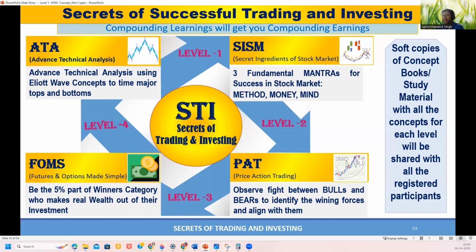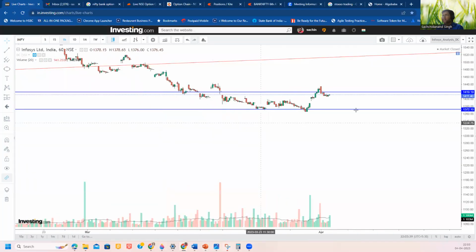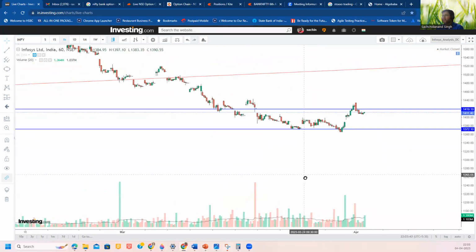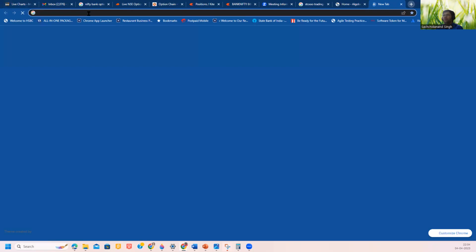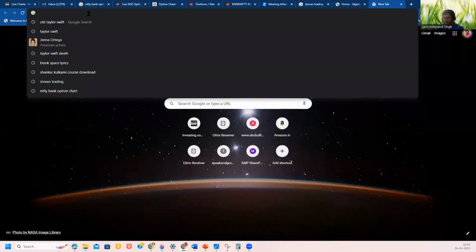Along with completing Unit 1, we also need to complete a couple of complementary or supporting sessions. Especially one is how to use the platform called investing.com or TradingView. Both are almost similar, but I find investing.com more useful. That is the reason I use this one. Otherwise, you are free to use either investing.com or tradingview.com. I can quickly show you how TradingView looks.